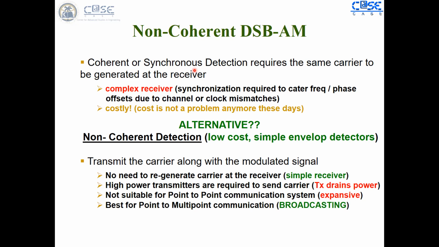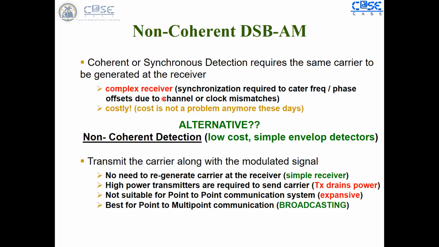Coherent or synchronous detection requires the same carrier. Like I said earlier, if you would like to decode the signal using the same carrier, then you have to generate the same frequency and phase as that of the transmitted carrier. This is a very complex receiver that does that job for you, and this requirement is very rigid. If you make errors in the clock or any errors in the frequency or phase, then you are going to have errors in the reception.